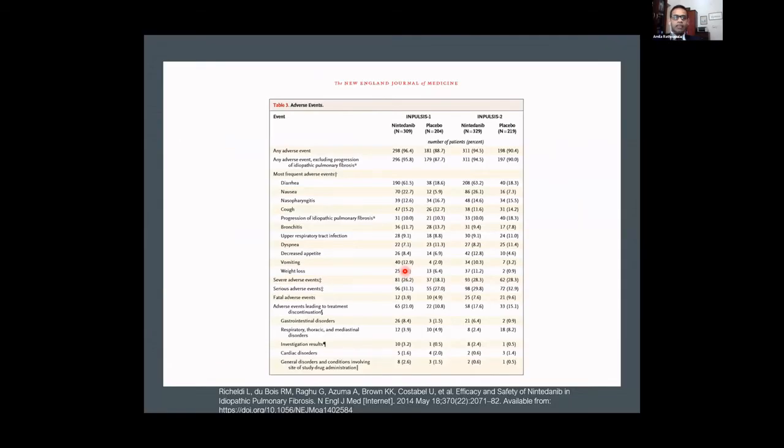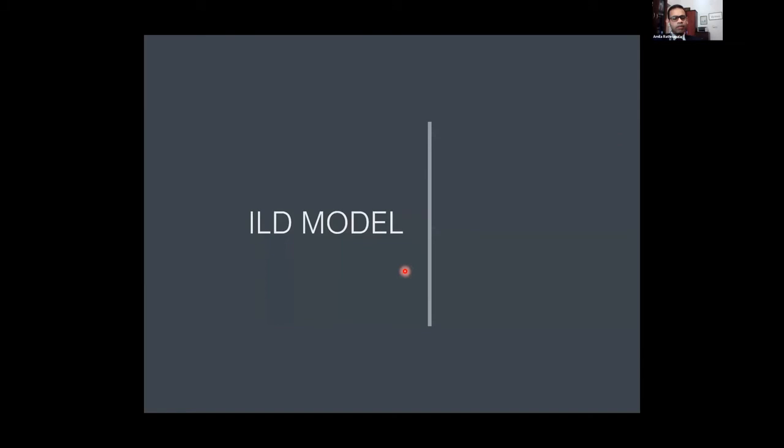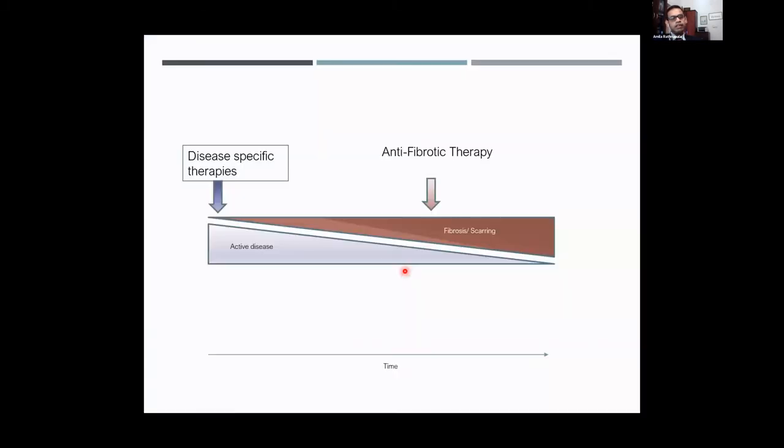And if you take nintedanib, again, about 90% of the patients have some side effects, but they can be managed in a specialist center with the expertise. And this is the ILD model that we are managing our patients with at the moment.